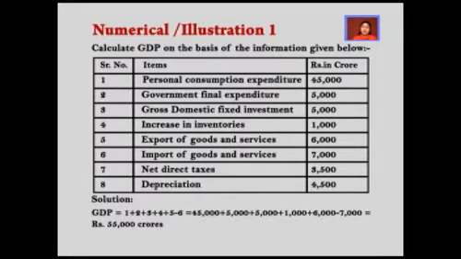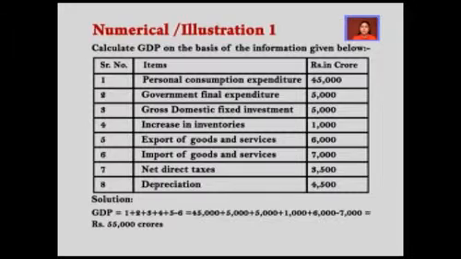GDP will be 1, that is personal consumption expenditure, added by 2, that is government final expenditure, added by 3, that is gross domestic fixed investment, added by 4, that is increase in inventories, added by 5, that is export of goods and services. But you know that GDP does not include any foreign exchange, so it will be minused by number 6, that is import of goods and services. So 1 plus 2 plus 3 plus 4 plus 5, but minus 6, and that will be 45,000 plus 5,000 plus 5,000 plus 1,000 plus 6,000, but minus 7,000, and the answer will be rupees 55,000 crores.